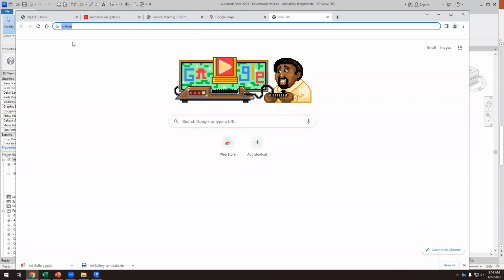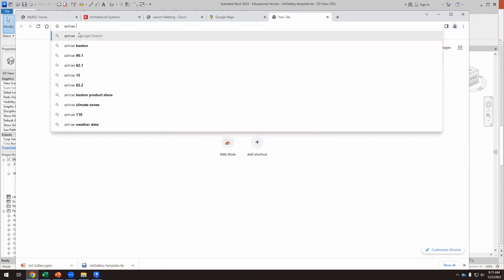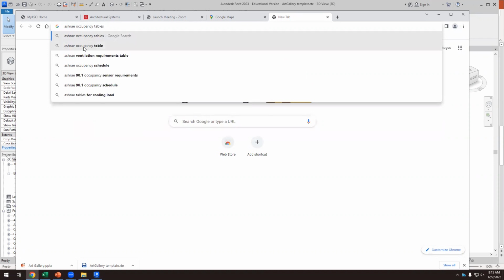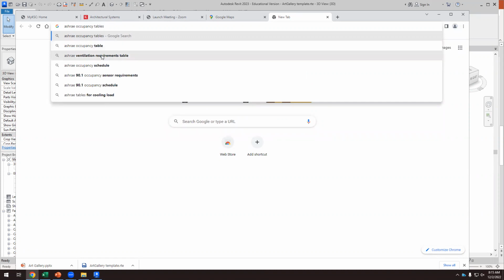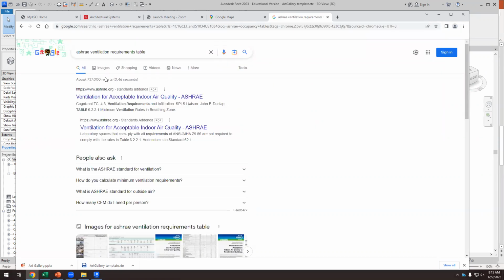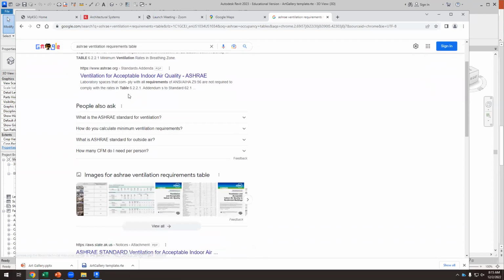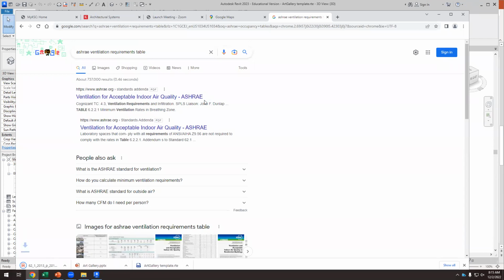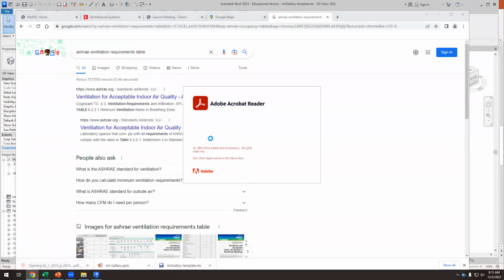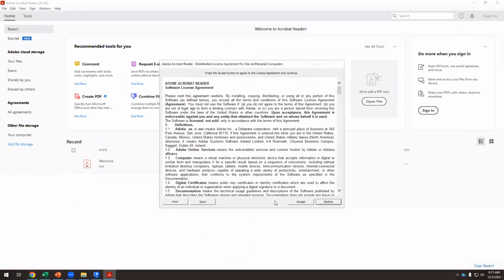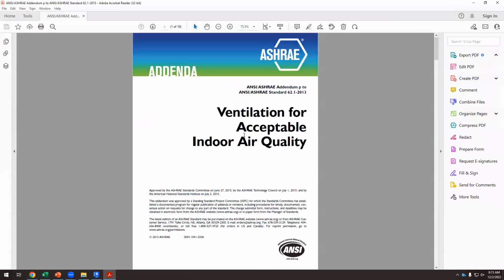Okay, so this is for heating, cooling, and ventilation. So this is like the Bible of mechanical systems. Everything has to be related to ASHRAE. And if we look at the ASHRAE occupancy tables, I'm sure, or ventilation requirements. Okay, I'm going to open both. I'm going to open these ventilation requirements. Ventilation for acceptable indoor air quality. And here we have a PDF. I can't open the PDF. I accept. No, I can't.